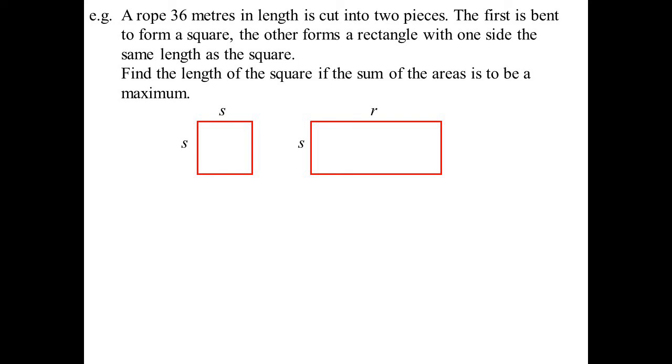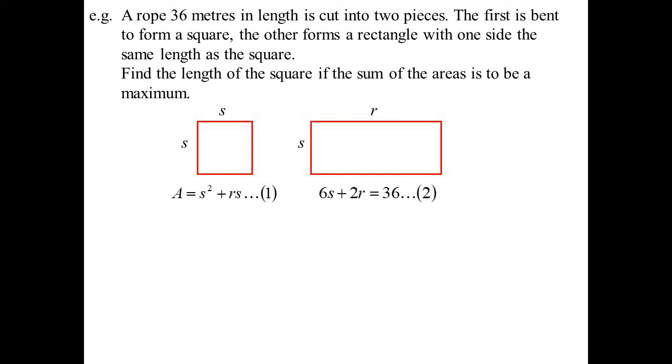We want a formula. We're trying to maximise the area. So the area of those two shapes would be S squared plus RS, but at this stage it's in terms of two variables. I'm trying to get it down to one. So the other thing is a piece of information being given to me. The rope is 36 metres long. So in other words, because we've used all the rope, the perimeter of these two shapes will be 36. There's my second equation.